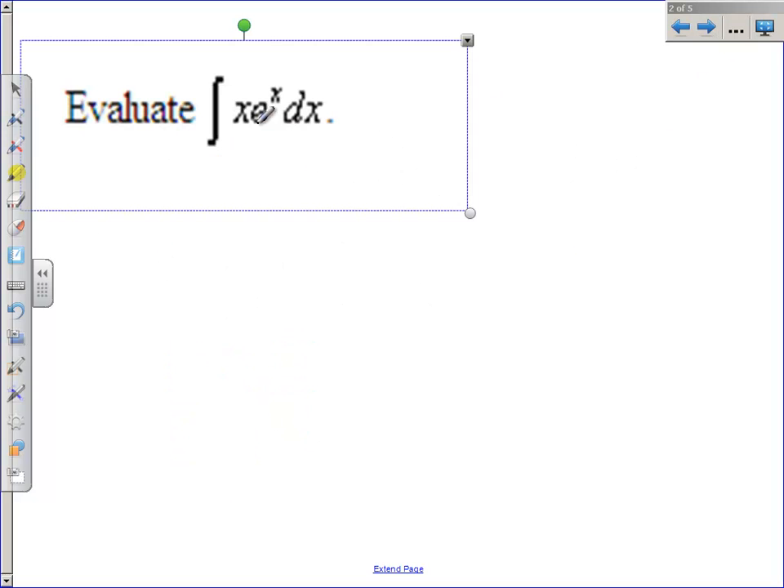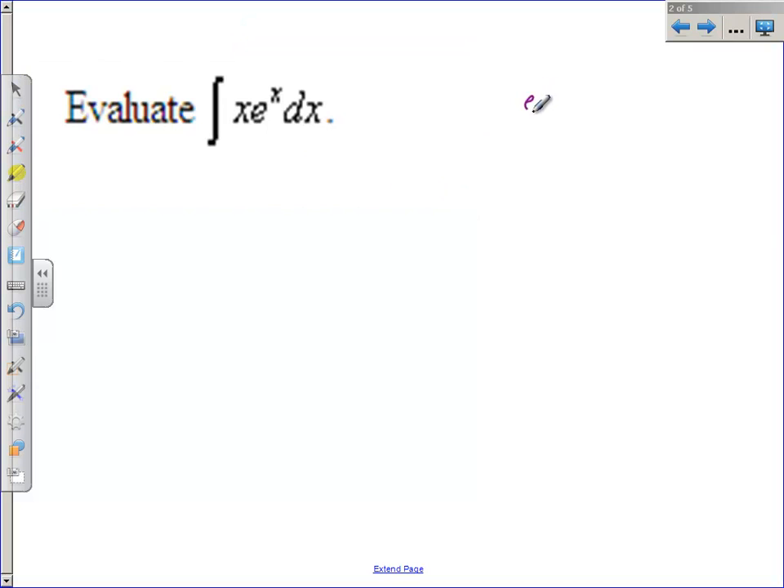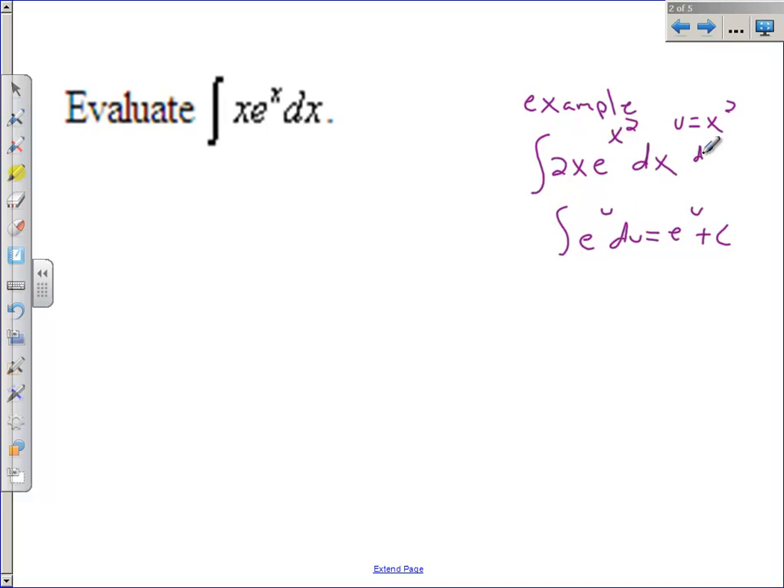Alright, let's take a look at an example. We're going to evaluate the integral of x times e to the x dx. First, I'm going to do a very simple example over here, something that AB kids can do. If this was the integral of, say, 2x times e to the x squared dx, this would be a very easy integral for an AB kid, because it is of the form the integral of e to the u du, which of course is e to the u plus C. The reason this would be easy is because if we let u equal x squared, then du/dx is 2x, which is right here. So this is a perfect little integral setup.